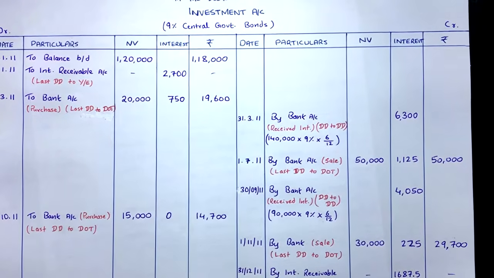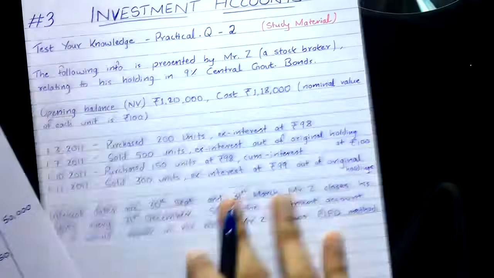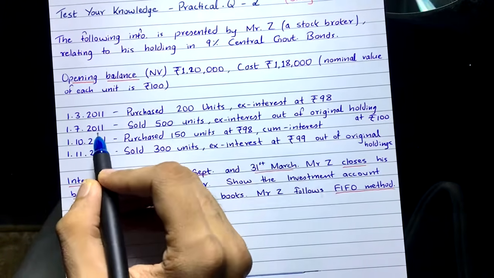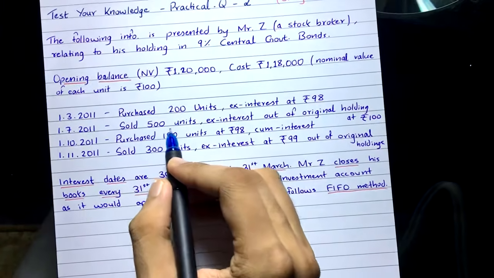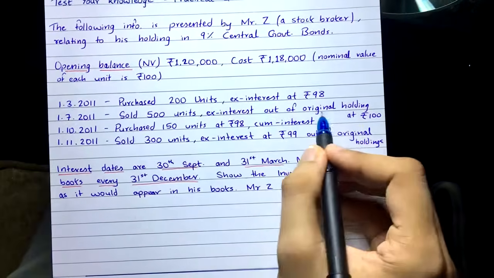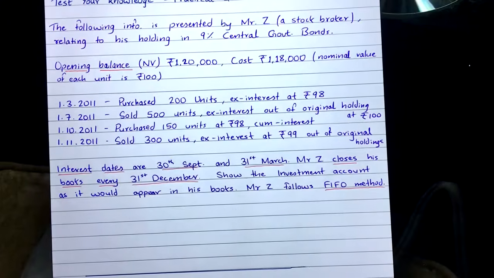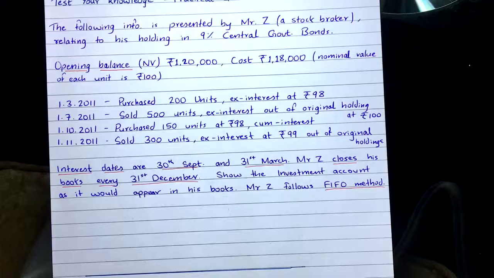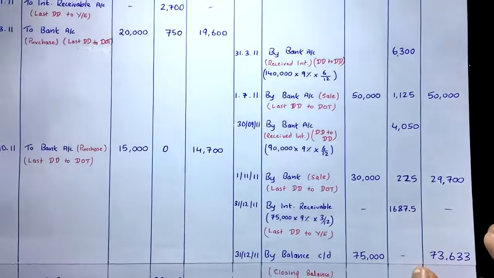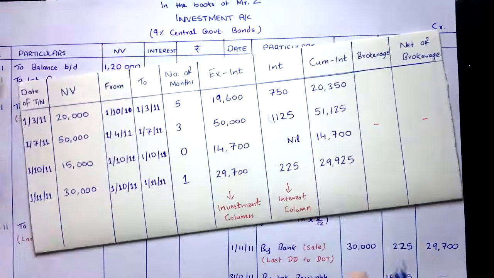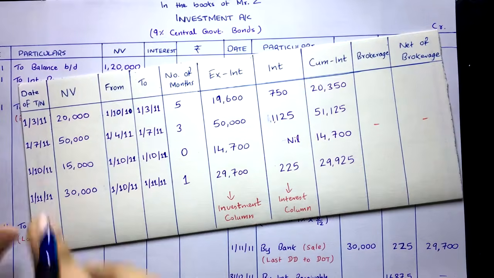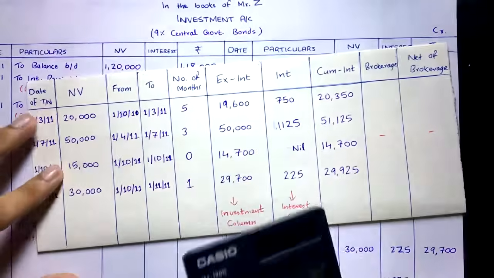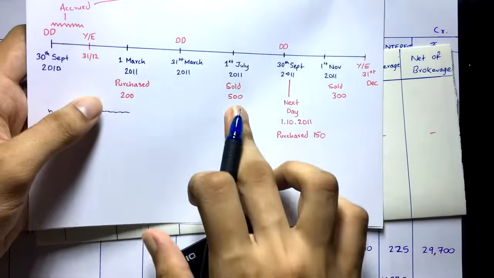Then, as the question says, on 1st July 2011, we have sold 500 units of bonds ex interest out of the original holding at rupees 100. So we have sold 500 units at price 100, and this is the ex interest price. Whenever we purchase and sell, we go to this working note. So on 1st July 2011, we have sold 500 units, as said in the question.